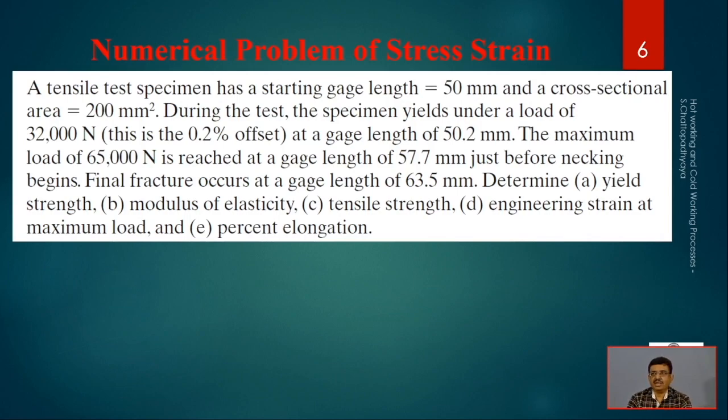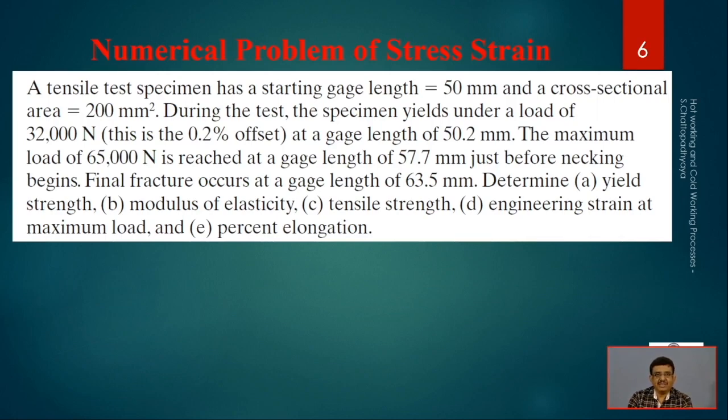And when there is strain, that means dimensional change, definitely these things will change. During the test the specimen yields at a load of 32,000 Newton, associated with an offset at a gauge length of 50.2 millimeter. So whenever these forces act, the gauge length is this. The maximum load is 65,000 Newton, reached at a gauge length of 57.7 millimeter. So it is 50, then 50.2, and then 57.7 millimeter, just before necking begins.